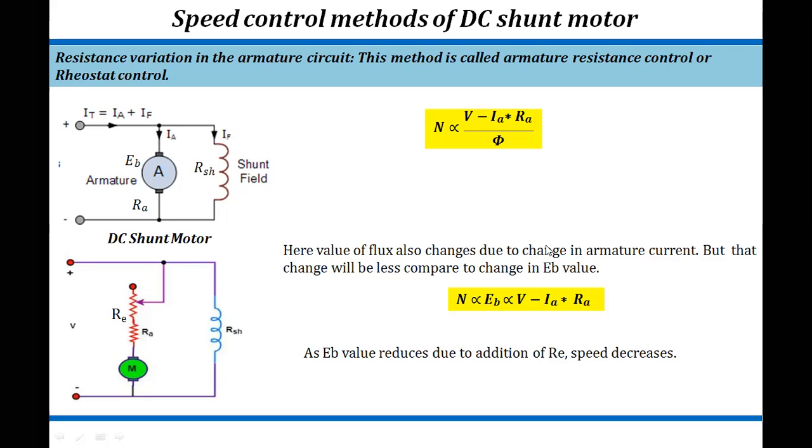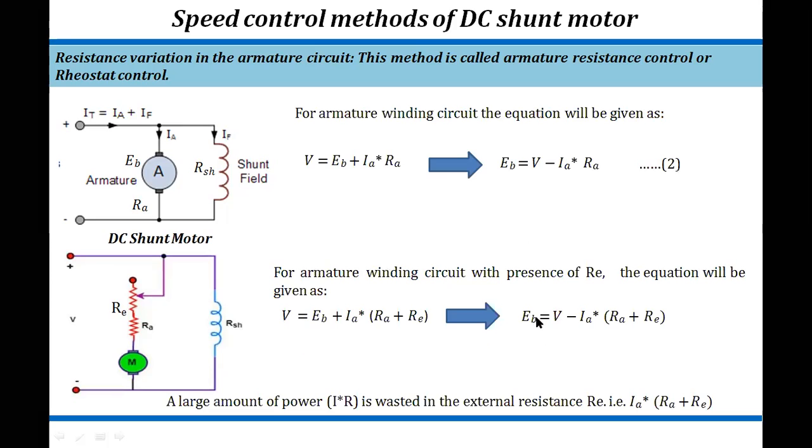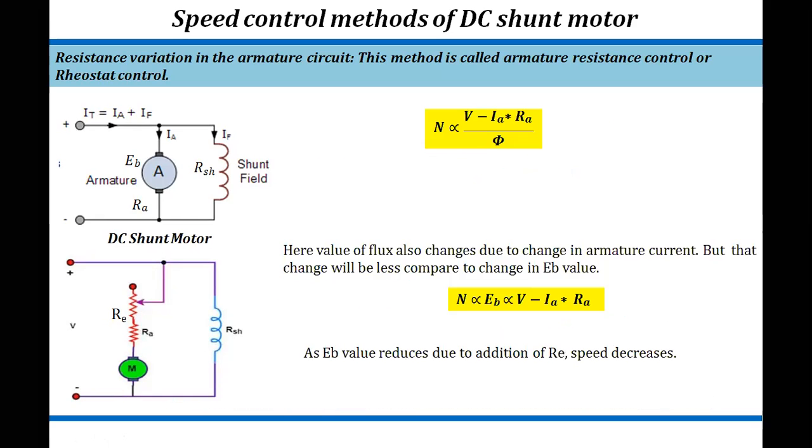Okay. You can see here what we are saying. When we are controlling the speed by controlling the value of the rheostat, it means controlling the value of resistance across the armature. At that time, if we are using one additional resistance, what do we get? We get the equation EB equal to V minus IA into RA plus RE. So here we have one additional resistance, and a larger amount of power will be lost.